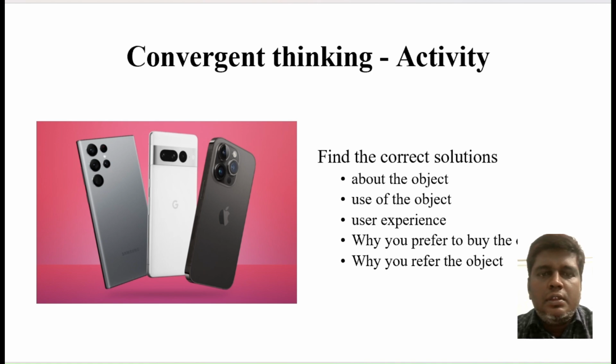After divergent thinking, you have to converge, that is, convergent thinking, where you have to find the correct solution from the thought process. Whatever you have derived about the object and its uses, you have many solutions for the problem, and based upon your experience, you have to filter those things. Also, you have to ask two questions: why do you prefer to buy this product? If you are a consumer, will you be ready to buy this object, and why?